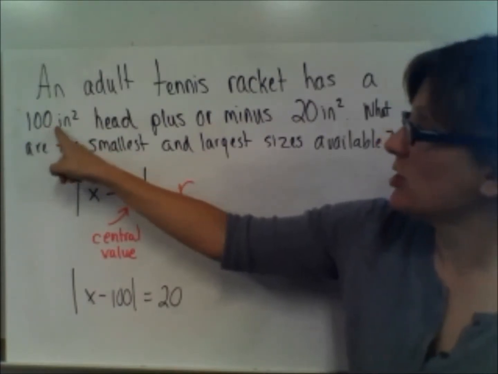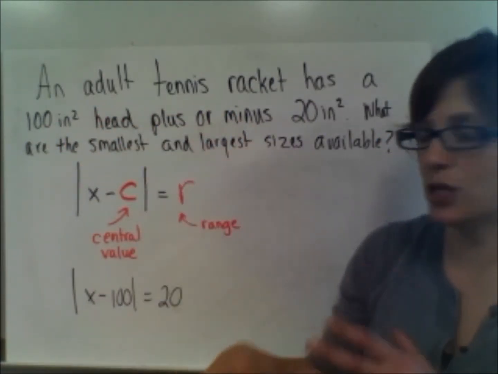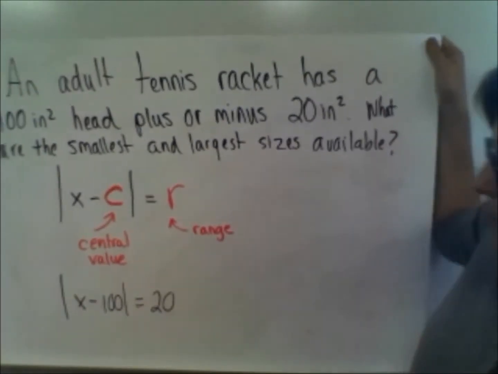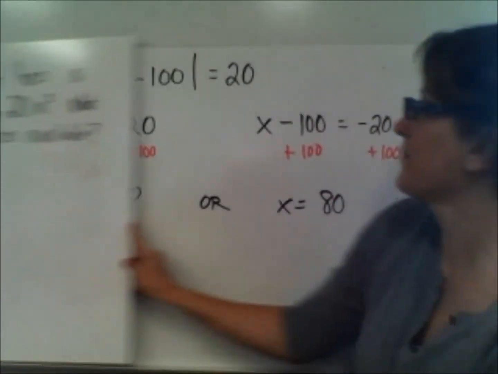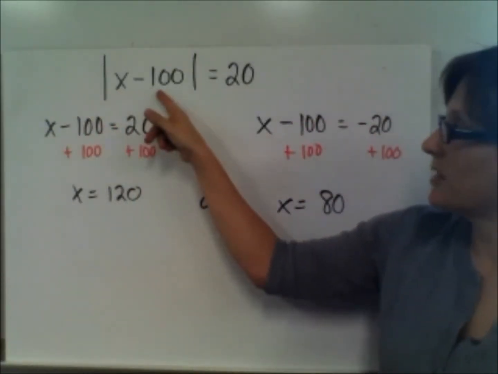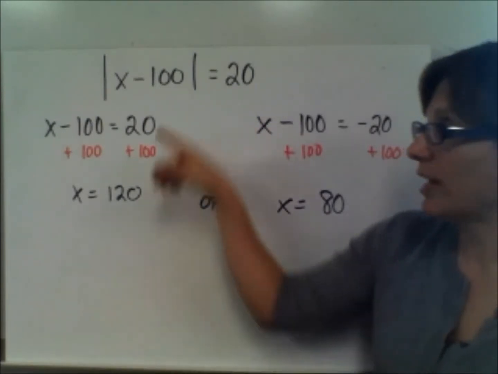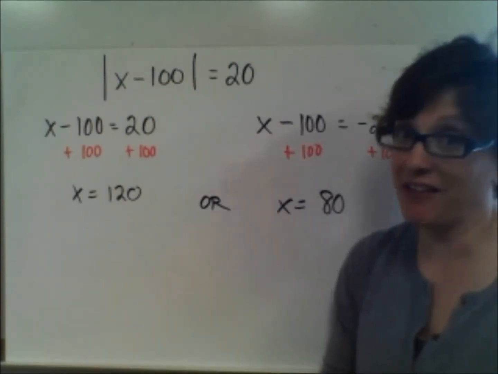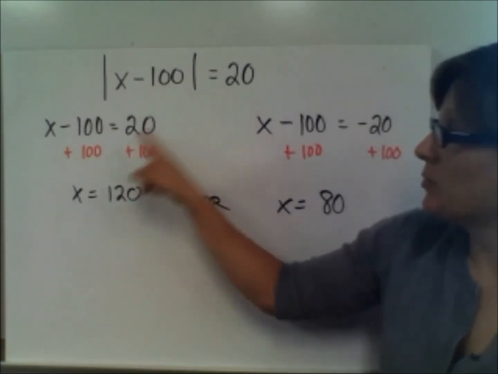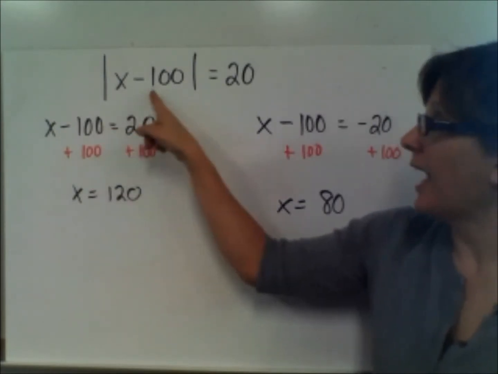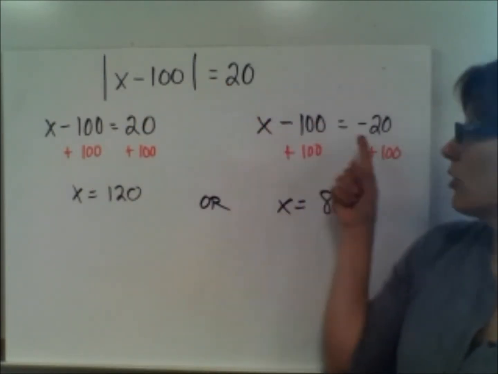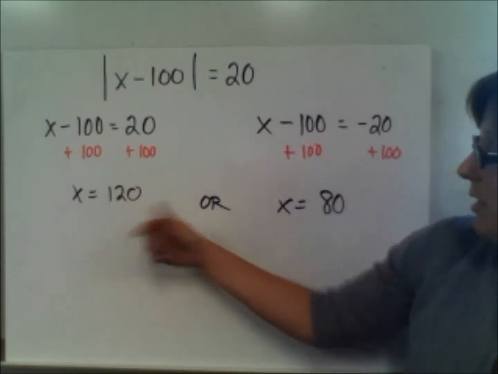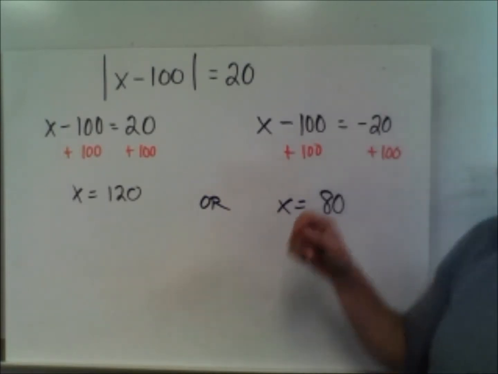Tennis racket has a 100 square inch head plus or minus. That 100 is the central value, so I plugged it in here. Now we have to solve. Absolute value of x minus 100 equals 20. With absolute value, it's two words. It's shown by two bars. It's going to have two answers. You copy the problem just as it is without the absolute value, and you copy the problem making your answer negative. Solve it both, you get two answers, 120 or 80.